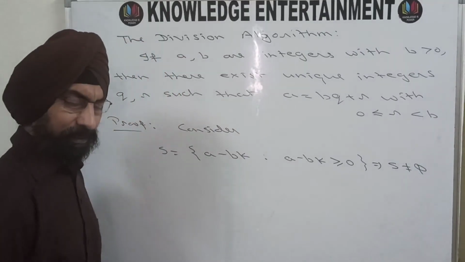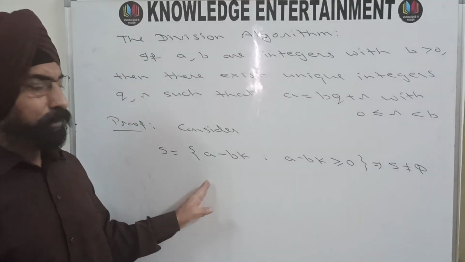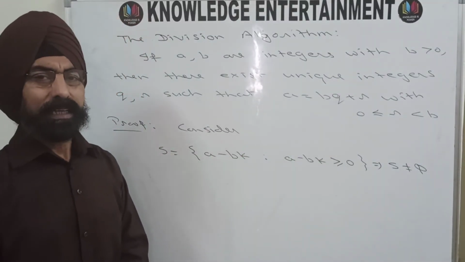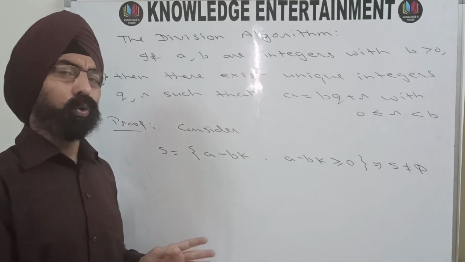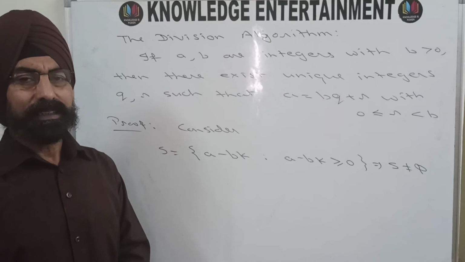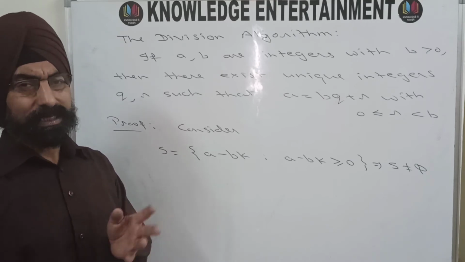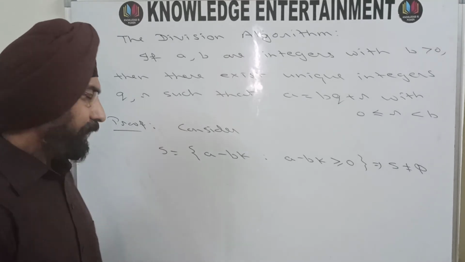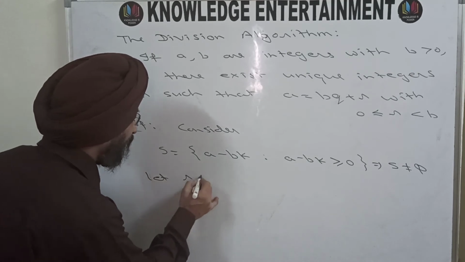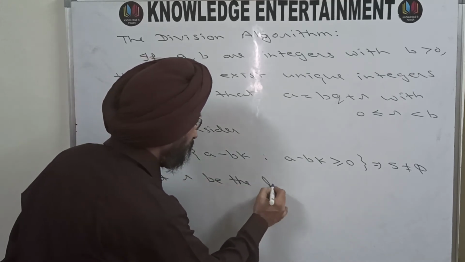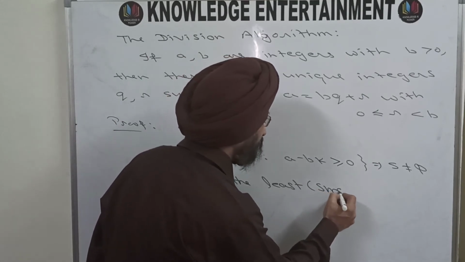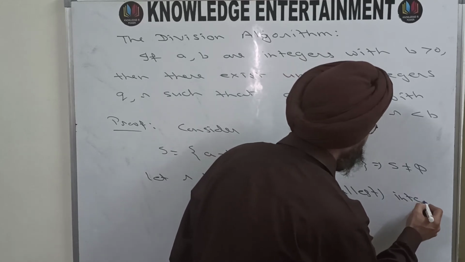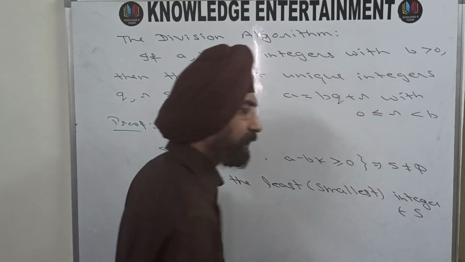So this set has a lower bound because every member of this set is greater than or equal to 0. And we know that if a set is bounded below, then it must have a greatest lower bound, or you can say the least member of this set. So whatever the least member of this set is, name it as R. Let R be the least, or you can say the smallest, integer belonging to this set S.